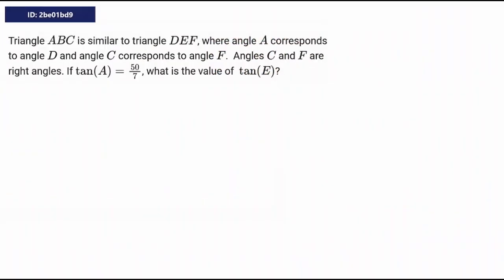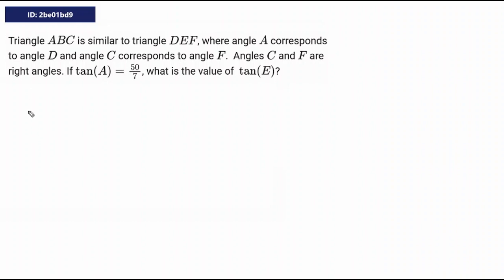This one's allegedly a hard SAT problem. It is not hard. It's really very easy. Triangle ABC is similar to triangle DEF, where angle A corresponds to angle D, and angle C corresponds to angle F. This part's really important. Angles C and F are right angles. If tangent A is 50/7, what's the value of tangent E?